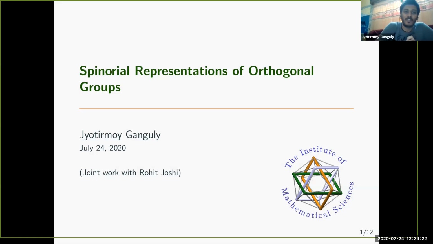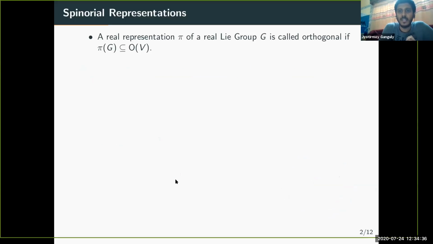Organizers for giving me this opportunity to present my work in the symposium. So I'll be talking about spinorial representations of orthogonal groups. This is a recent work with Rohit Joshi. Okay, so to set the stage, I will just define the terms that I would use.